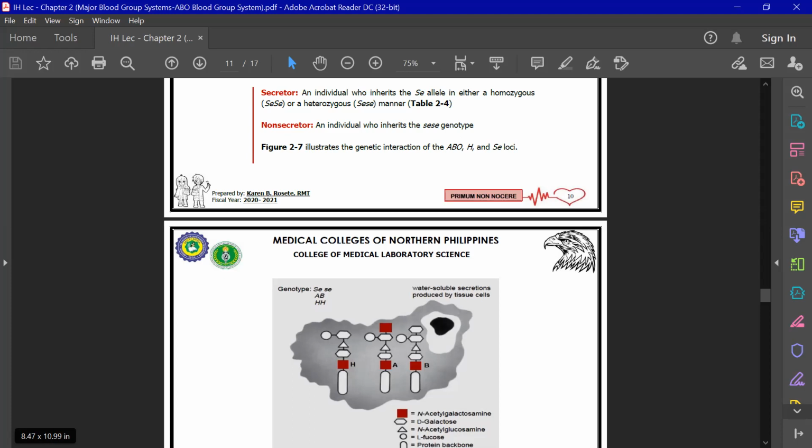So, in the formation of the B substance or the B soluble, there is an inheritance of the B gene along with that of the SE gene, which will now produce the enzyme D-galactosyl transferase. And this enzyme will now add the sugar D-galactose to the H soluble structure or the precursor, which will now result in the formation of the B substance or the B soluble. Okay, so that's it.